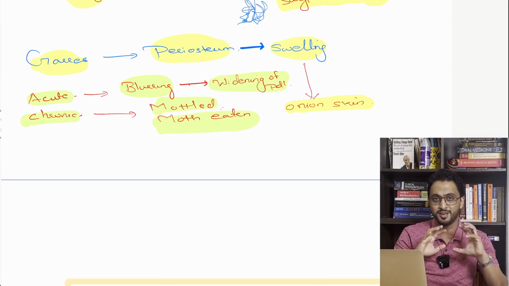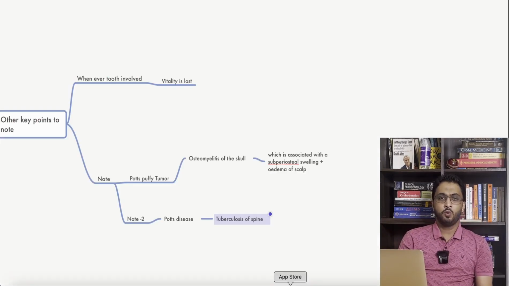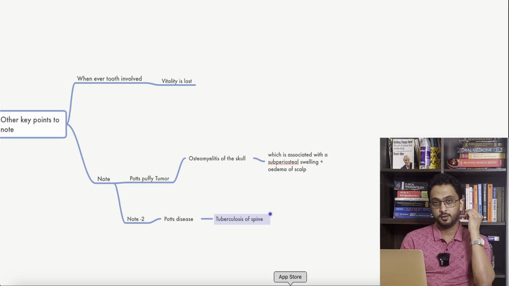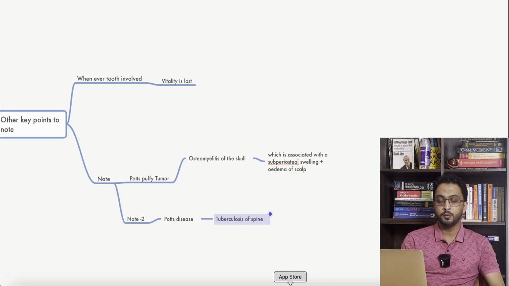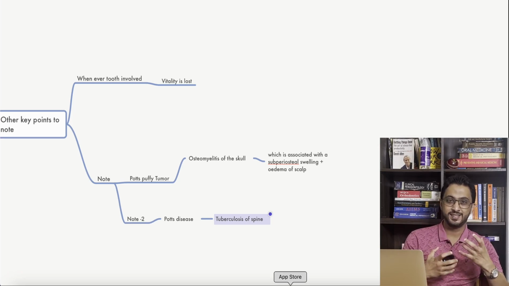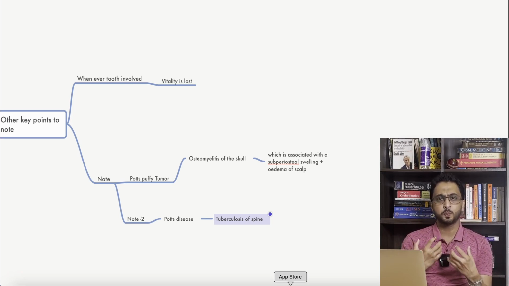So this is a summary of the whole lesion. If you have understood this much, these key points, then it will be sufficient. If you know this much, it's enough for the crash course students, or the students who are writing the exam and have a lot of portions pending. You just need to do this. That much is sufficient.